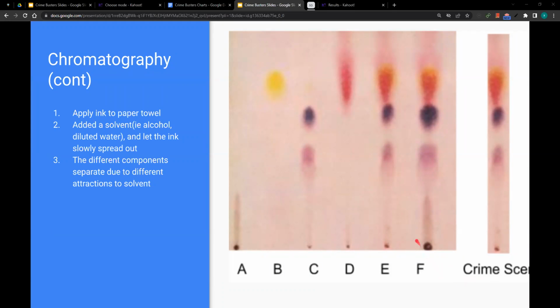Both E and F look quite similar actually in terms of the upper side, but the main thing that differentiates them is this part. And that's the reason why F does not have a similar thing. So here, crime scene is what they found on the crime scene, and E is just the marker that they obtained from E to see whether or not it matches.